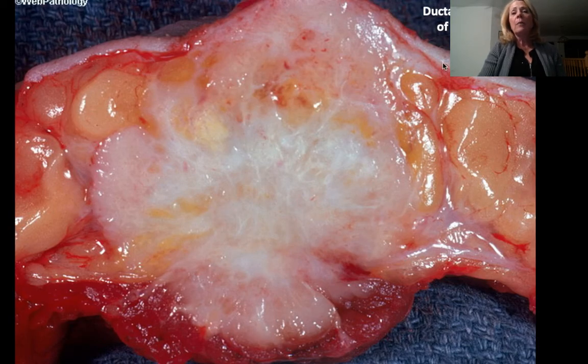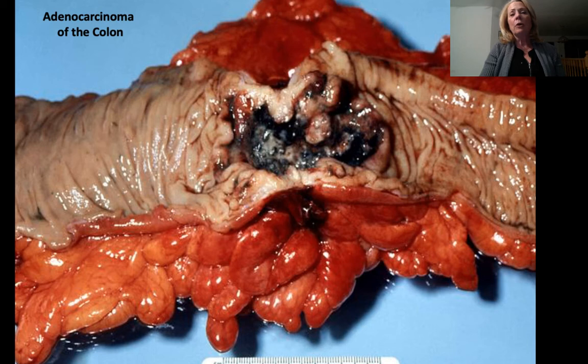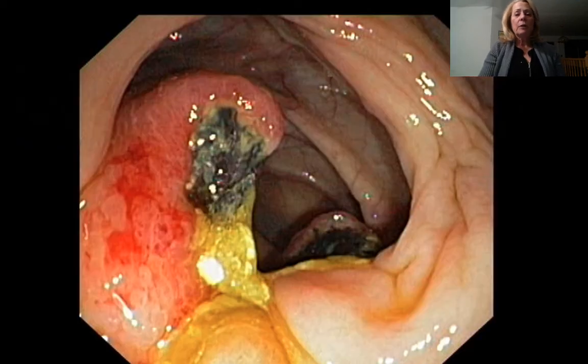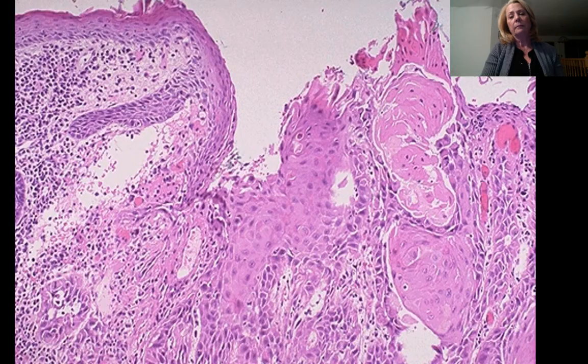Ductal cell carcinoma of the breast, and you can see all of this kind of gritty carcinoma as it moves through all the ducts of the breast. This is adenocarcinoma of the colon, and you can see it's broken down the walls of the colon. This is also adenocarcinoma, here, here. And then this is normal tissue of the cervix, and then you can see this is the neoplasm that's occurred and has broken right through the basement membrane.